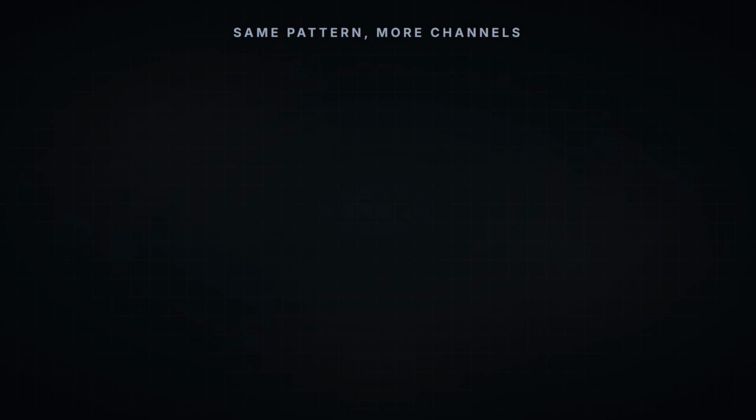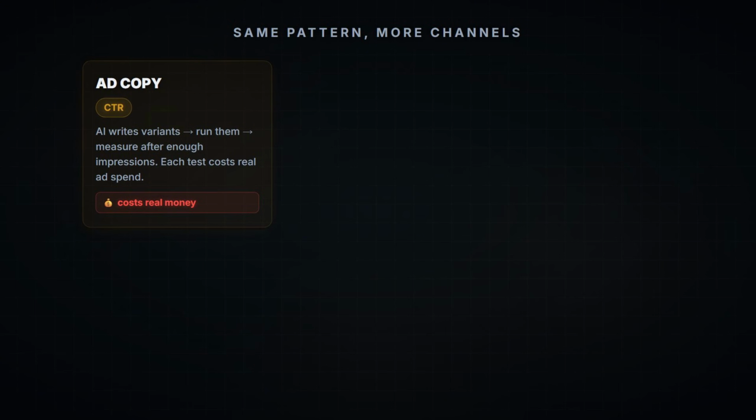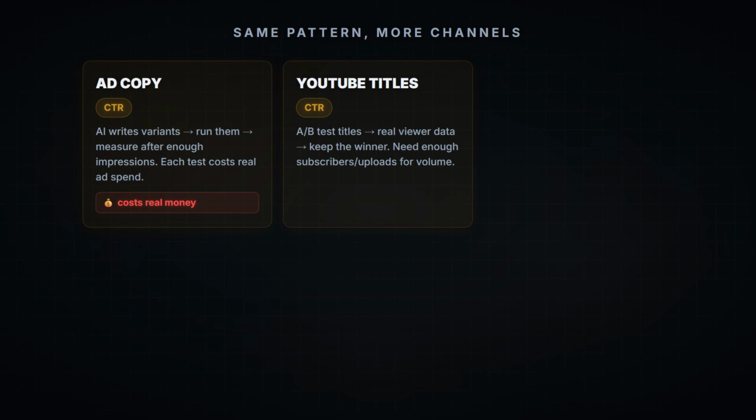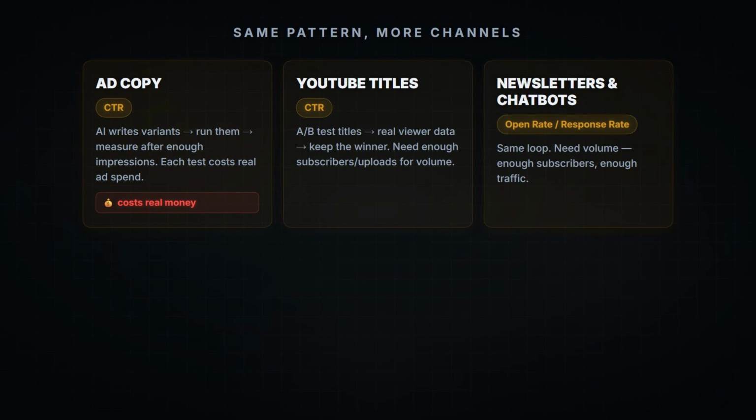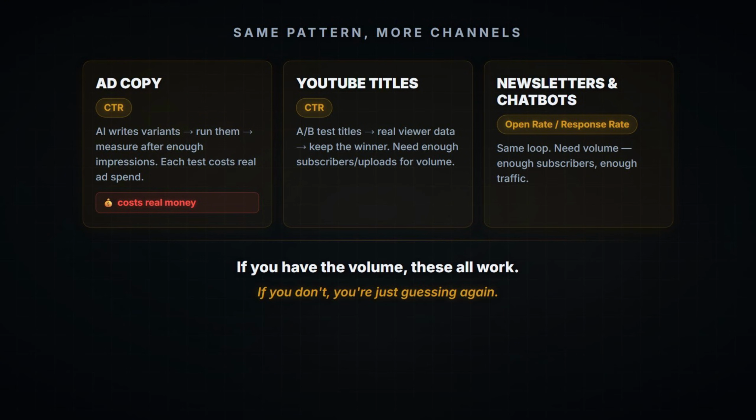Ad copy and creatives work the same way if you have the budget. Your metric can be click-through rate or cost per acquisition. The AI writes ad variants, you approve them, run them, and measure results after enough impressions come in. Each experiment costs real ad spend. YouTube titles, newsletter subject lines, and product descriptions all follow the same pattern. If you have the volume, enough subscribers, enough uploads, enough traffic, you can run the loop against real-world metrics. It's slower, but the data is real.